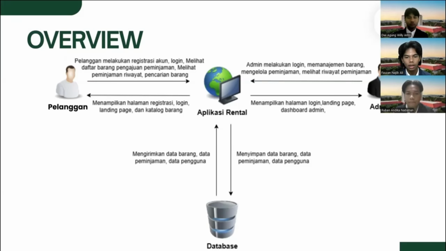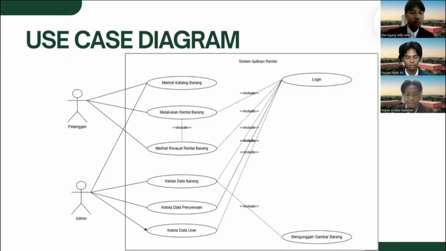Next, furthermore by Agung. Okay, thank you, Fauzan. Now I'm going to explain the use case diagram. The use case diagram has two actors. The customer could see the item catalog, do a rental, and see the rental history. But to do a rental and see the rental history, the customer must log in first. And then the admin could also see the item catalog, manage items, manage rentals, and manage user data. But to manage all of that, admin must log in first.